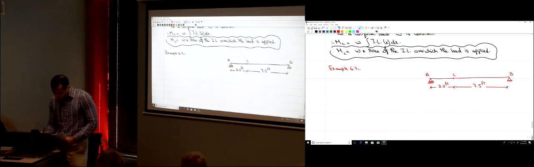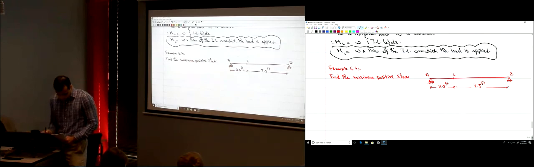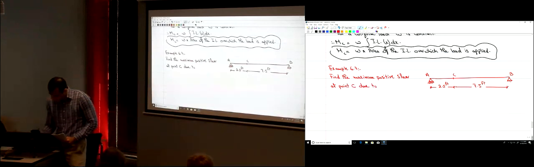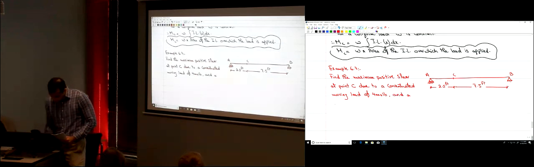And we're required to find the maximum positive shear at point C due to a concentrated moving load of 4,000 pounds and a moving uniform load of 2,000 pounds per foot.